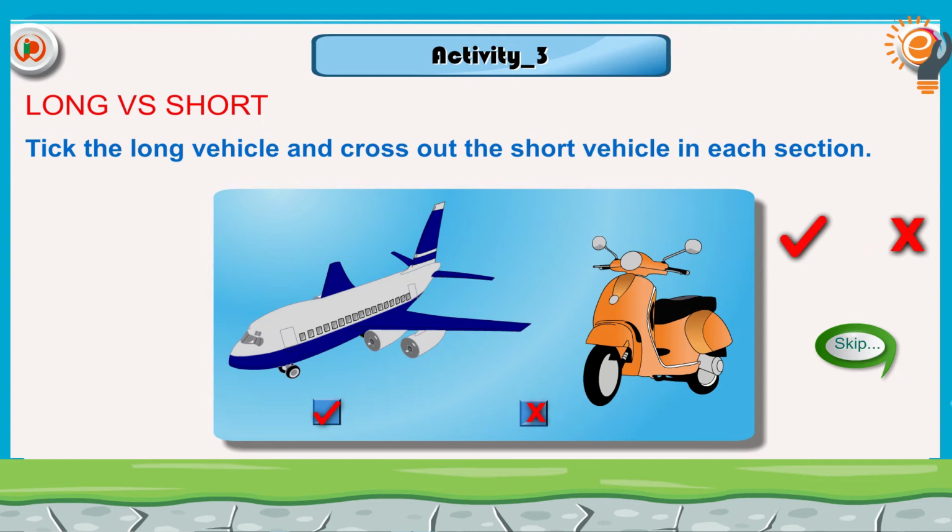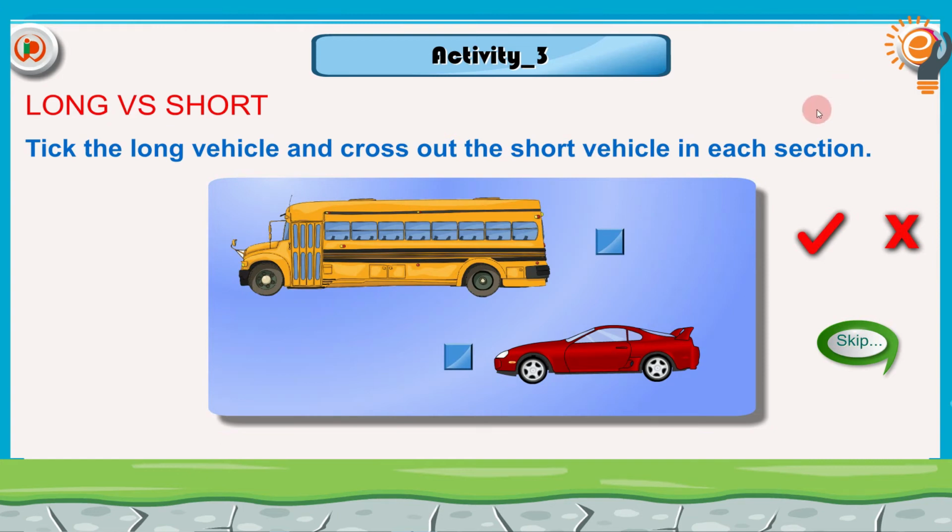Now we will go for the next one. Now we will do activity 3, another one, long versus short section. Here also we have to tick the long vehicle and cross out the short vehicle in each section. So here we have to identify the longer vehicle and put a tick mark, and for the shorter vehicle we have to cross out.